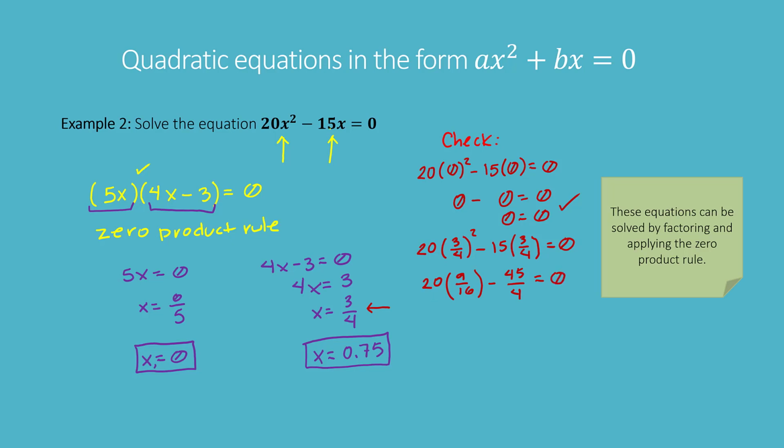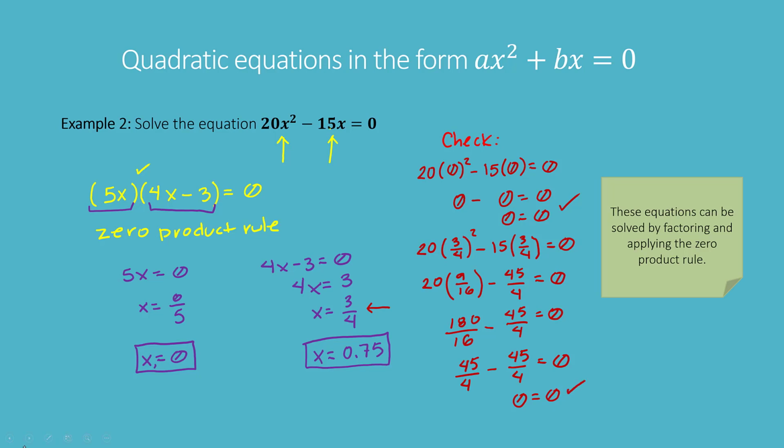Now to solve 20 times 9 over 16, we multiply 20 times 9, and that is 180 over 16, minus 45 over 4 equals 0. We can simplify 180 over 16 by dividing both numbers by 4. 180 over 4 is 45, and 16 over 4 is 4. Now we have 45 over 4 minus 45 over 4, and this gives us 0. Since 0 equals 0, our solution is correct.